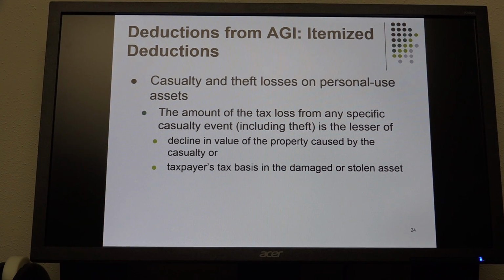And so a casualty loss is defined as a loss arising from a sudden, unexpected, or unusual event such as a fire, storm, or shipwreck, or loss from theft. And so taxpayers, if they meet the casualty loss definition, may deduct casualty losses in the year the casualty occurs, or in the case of theft, the year the theft is discovered. Sometimes that could be later.